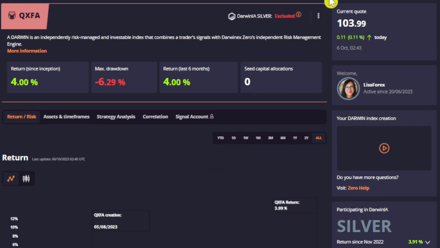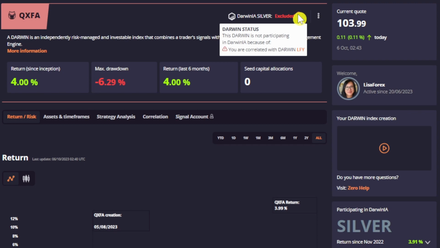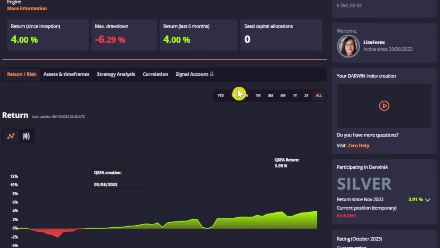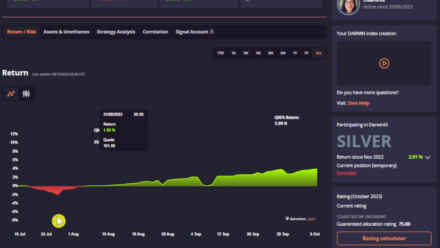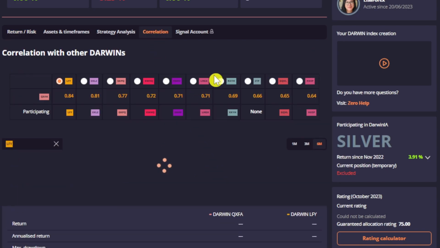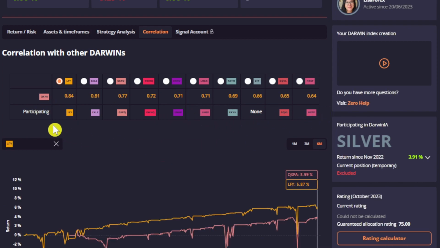So Darwinex does detect the fact that I have 4 different accounts all running the same robot based on my username Lisa Forex. And if I scroll down to the equity chart, you can see it is very similar to the Darwinex Classic. To see the correlation, go to this tab right here, correlation, click on it, and it will show you exactly the different accounts that you are correlated with. I can see from this one, QXFA is correlated with LFY, which is one of my own accounts.